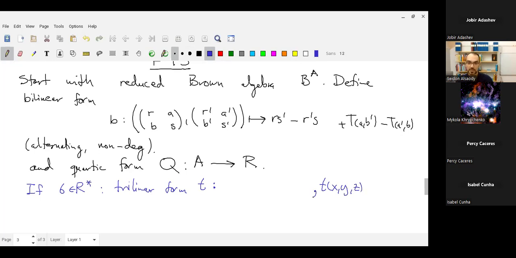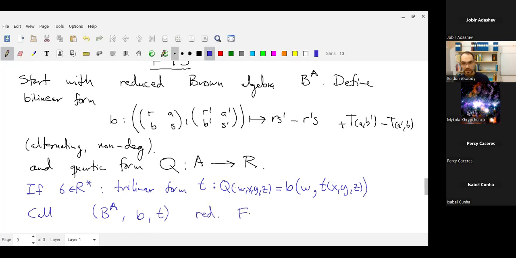Well, since your bilinear form is non-degenerate, it's enough to know what this does under the bilinear form, and you require that this is the linearization of Q. So B(W, T(X, Y, Z)) equals the linearization of Q at W, X, Y, Z. And then you call B_A under this bilinear form and this trilinear form a sort of reduced Freudenthal triple system, let's say, reduced FTS.